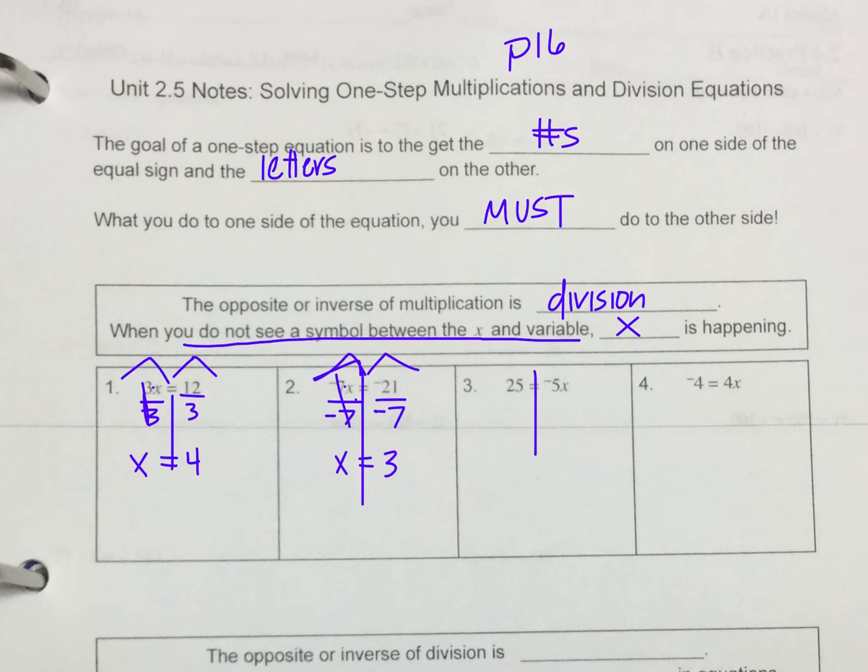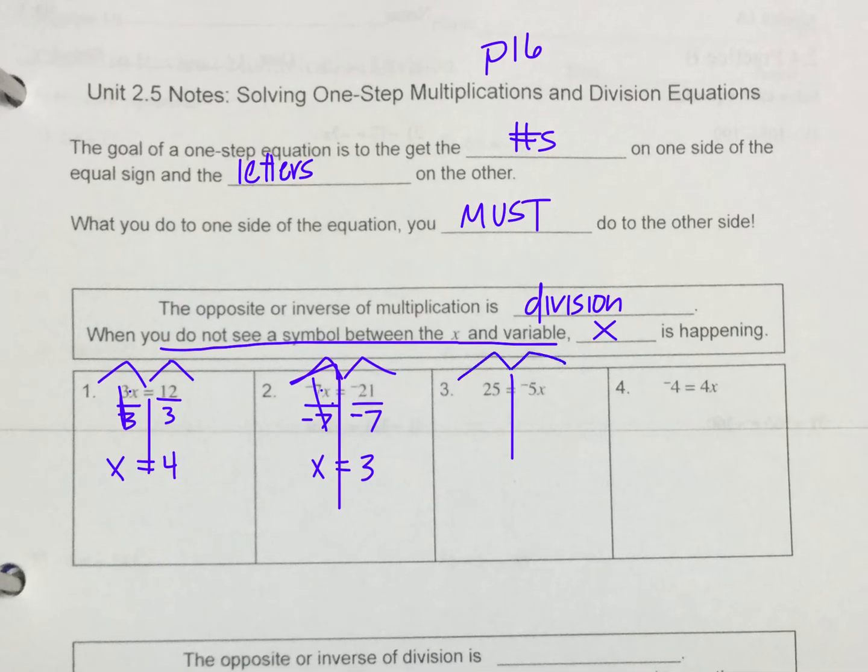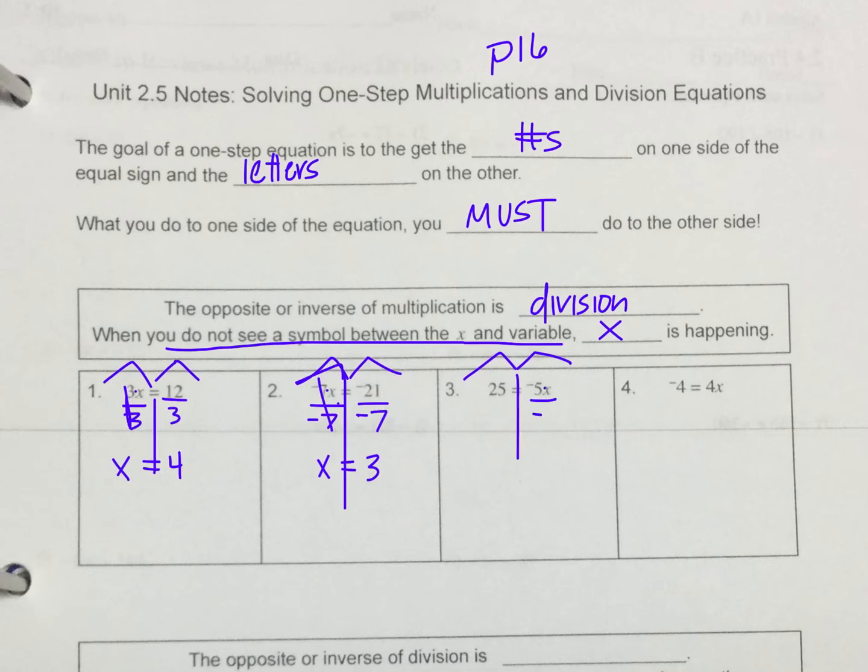This is the same thing. The only difference is the x is on the other side, he's in the right house, but it doesn't matter. They're still being multiplied, which means I am still going to divide. So on this left side, 25 divided by -5 is -5. And on the right side, the only thing I'm left with is an x.